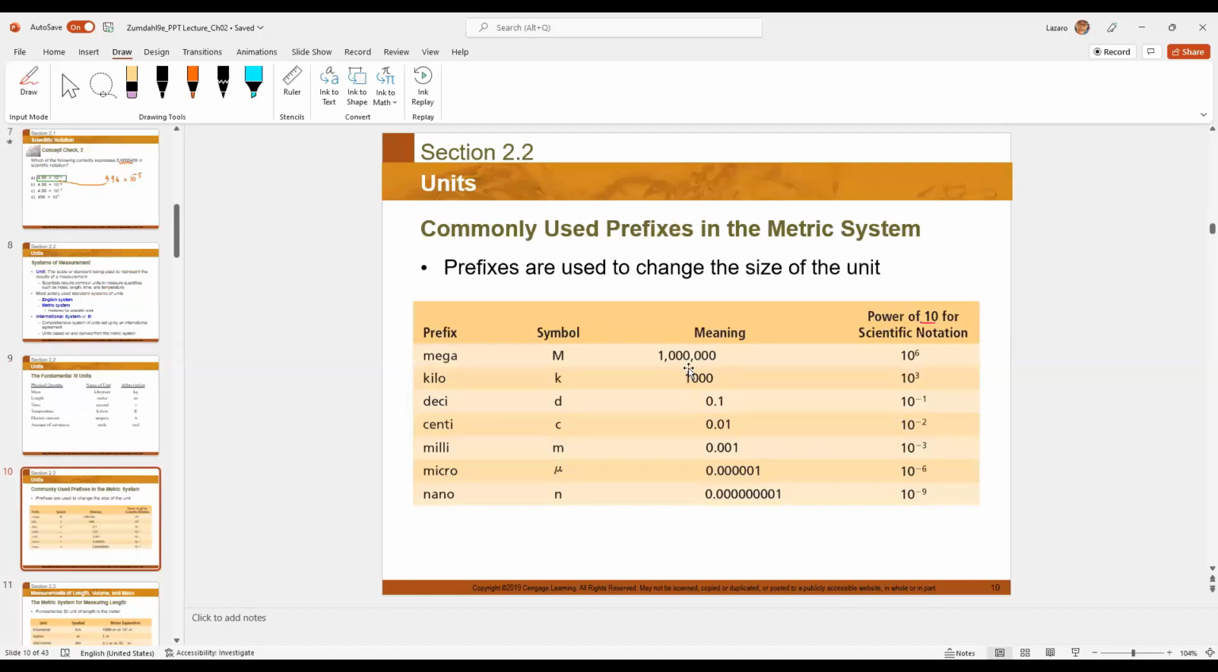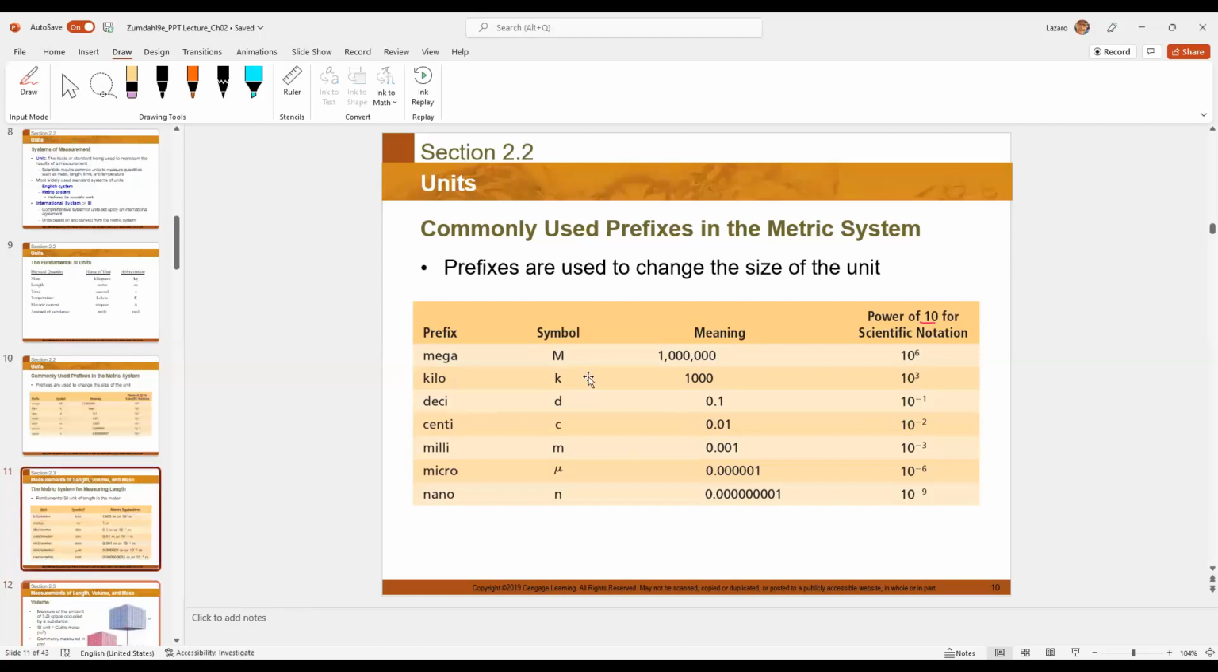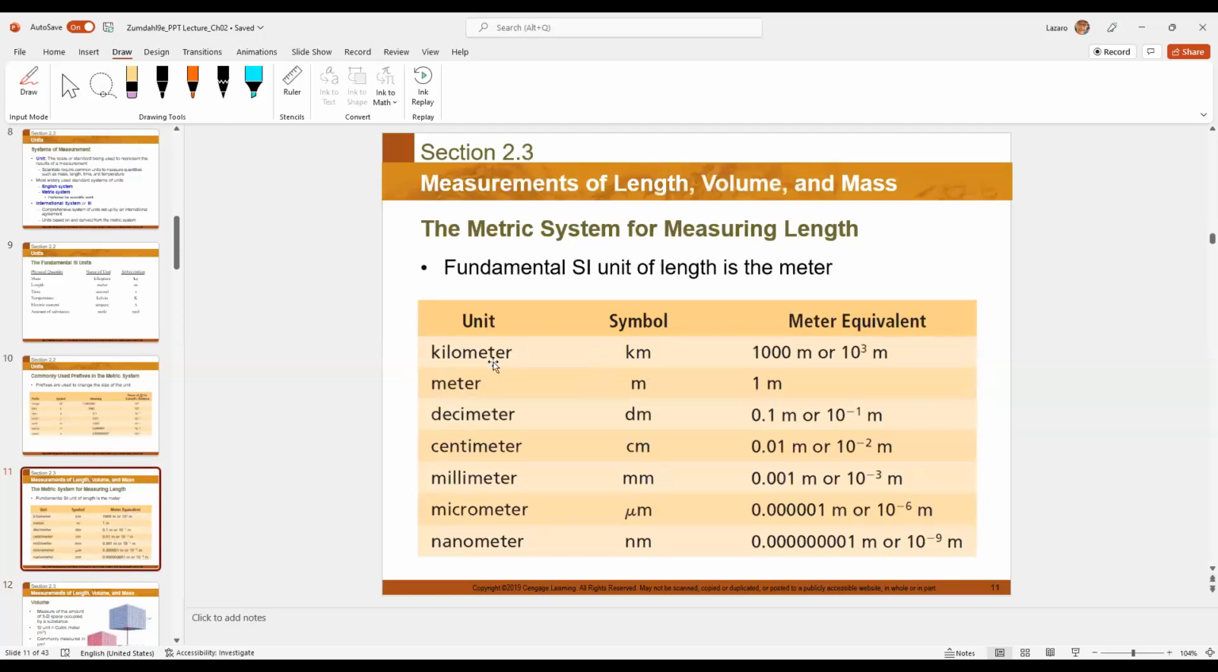What is important in the international system? That you use prefixes, and every prefix represents a power of 10. For example, mega represents 10 to the 6, kilo represents 10 cubed, deci is 10 to minus 1, and so on. In the same way, 1 kilometer is 1,000 meters, or you can say also 10 to the third meters.